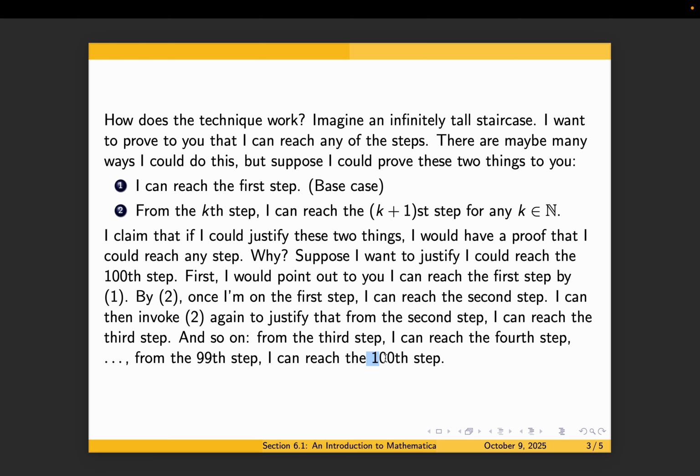So if I want to reach the 100th step, like I said, I know I can reach the first step, from the first to the second, from the second to the third, and so on. So broadly speaking, that's how this technique works.